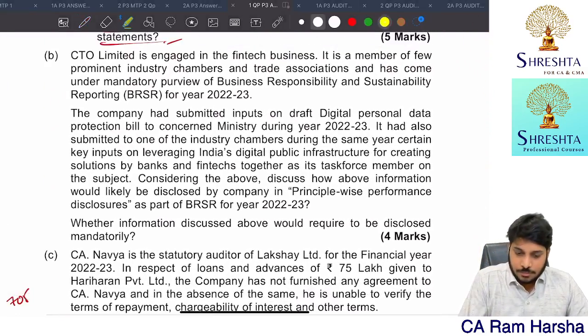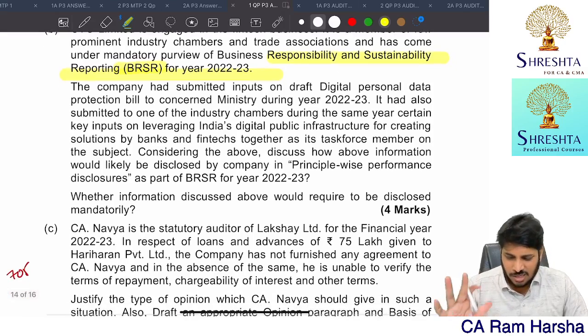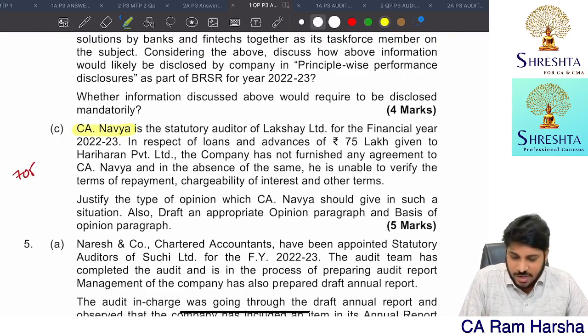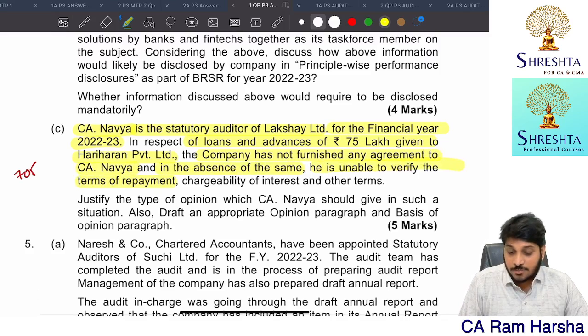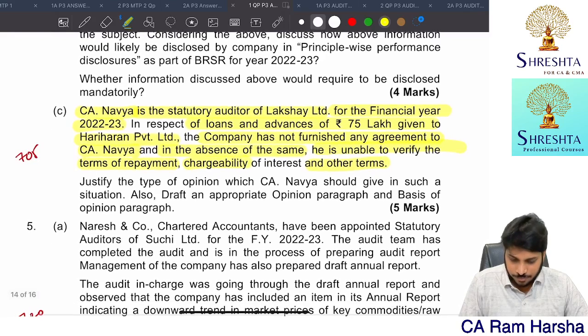4B. This is regarding business responsibility sustainability SDG related audit. It's not required. CA Navya is statutory auditor of Laksha Limited for the financial year 22-23. In respect of loans and advances of 75 lakhs given to Hariharan Private Limited, the company has not furnished any agreement to CA Navya. In the absence of the same, he is unable to verify the terms of repayment, chargeability of interest and other terms. Justify the type of opinion which CA Navya should give in such a situation. Draft an appropriate opinion paragraph and basis for opinion.